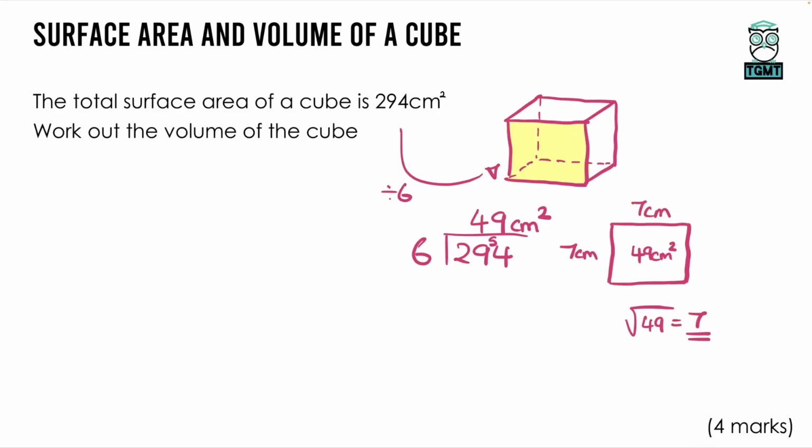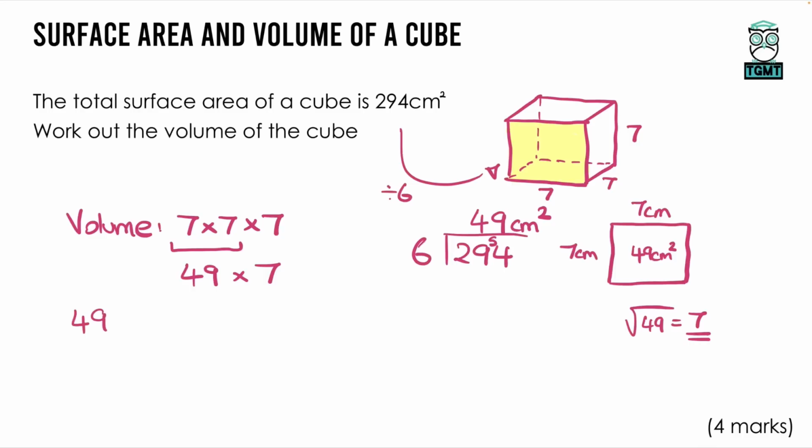So now we know that each side length of the cube is 7. This is 7, this is 7, and the height is 7. To work out the volume of a cube, we just multiply those three sides together. So the volume will be 7 times 7 times 7. We'll take our time to work that out, but of course we already know that 7 times 7 is 49. So we just need to do 49 times 7. We don't have a calculator for this, so we'll do this here.